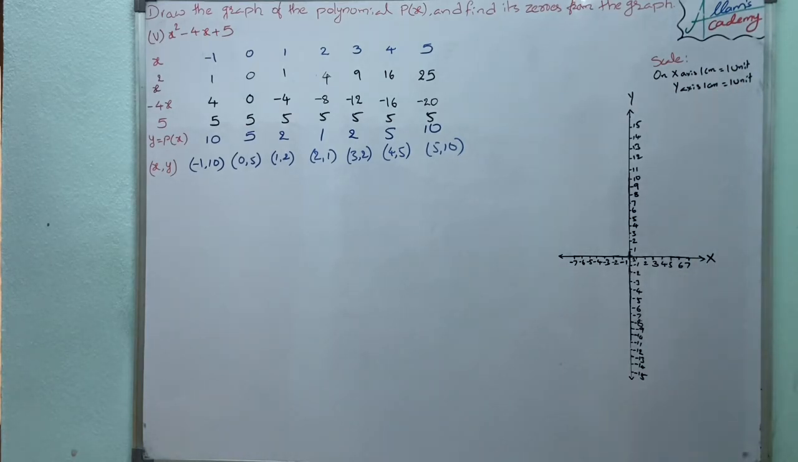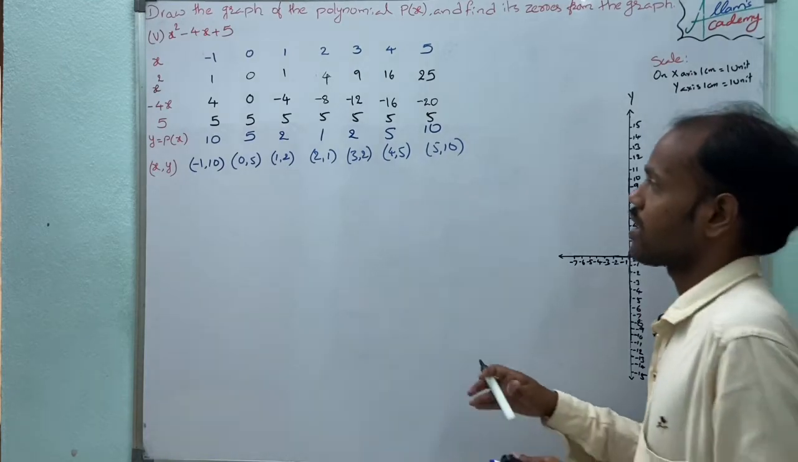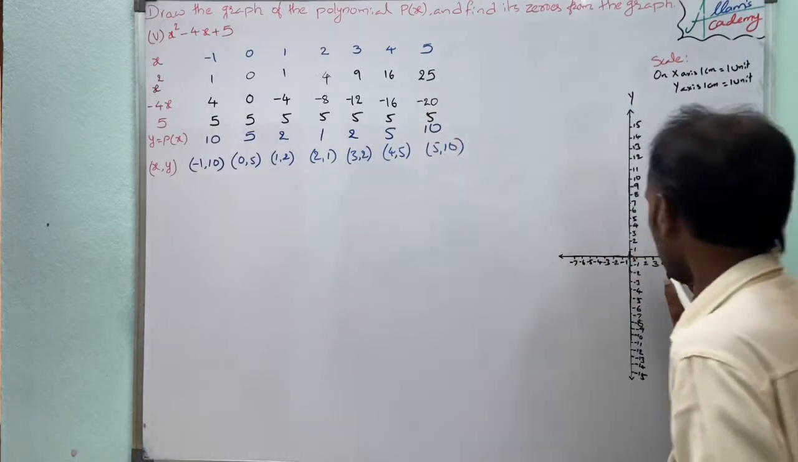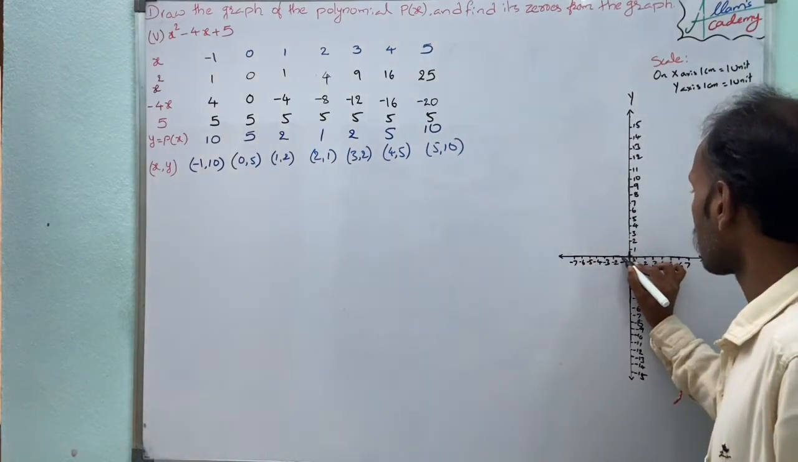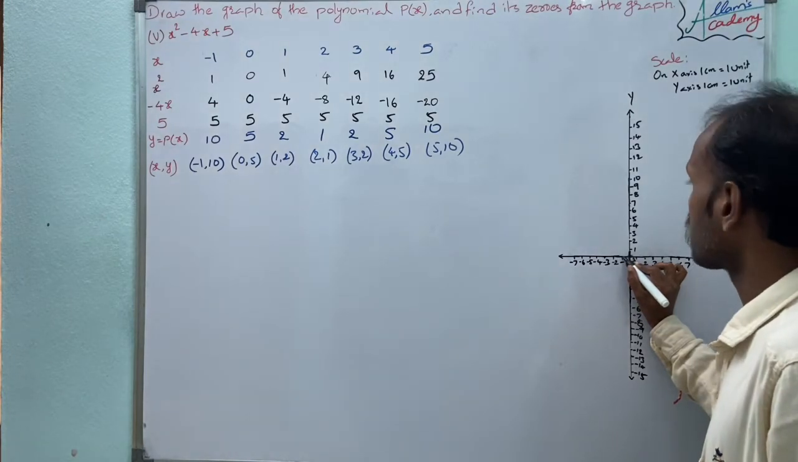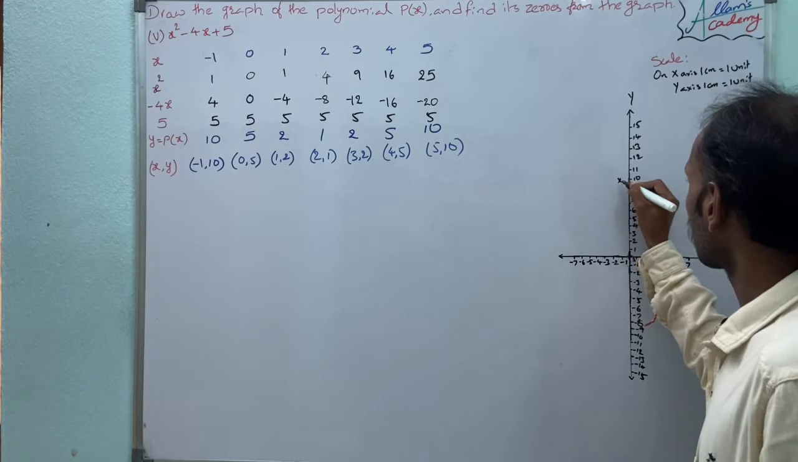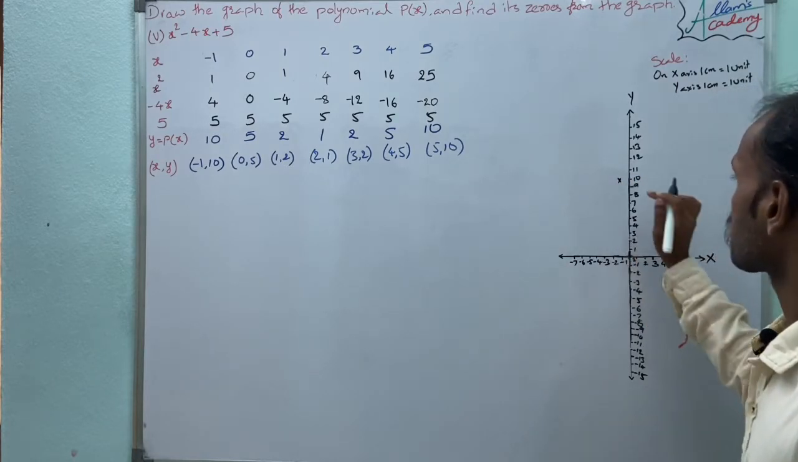Now locating these points on that graph. The first point is minus 1, 10. On the x axis it is minus 1, and its corresponding y point is plus 10. So it is in the second quadrant. So minus 1, 10.